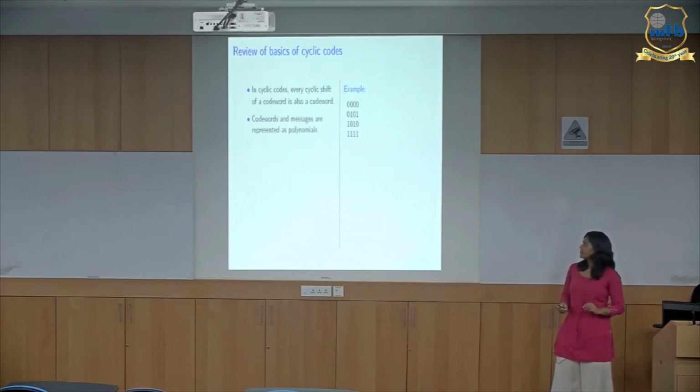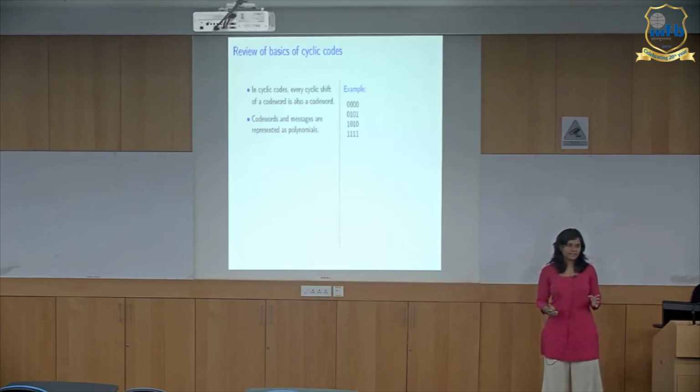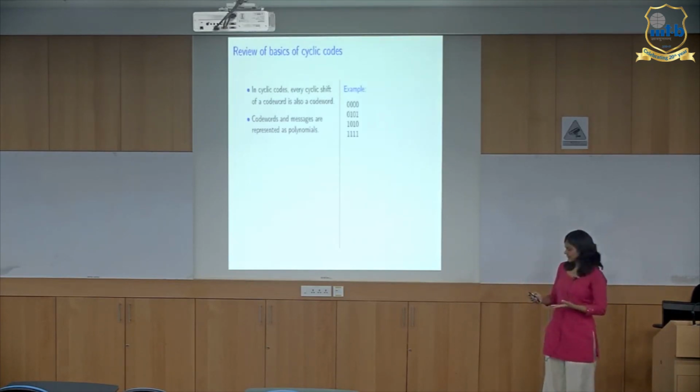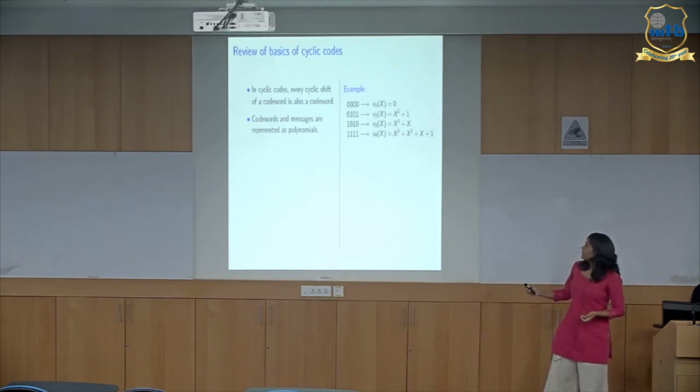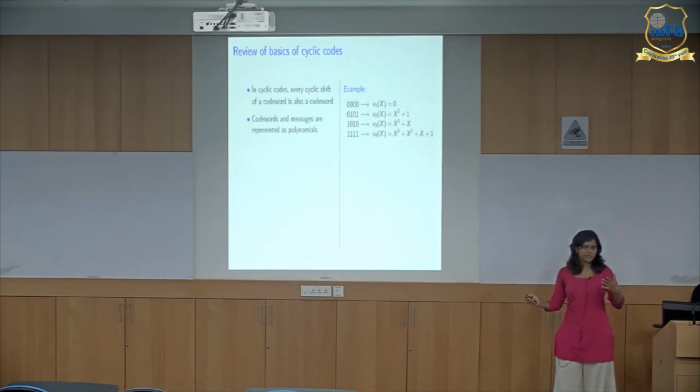Now for cyclic codes, code words and messages are conveniently represented using polynomials. For example, this code word 0101, its polynomial representation is x square plus 1. Here the LSB corresponds to x to the power 0 and so on.